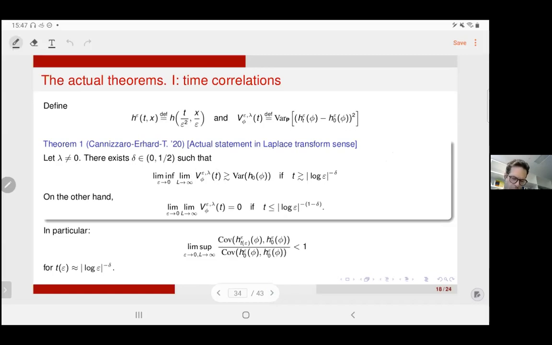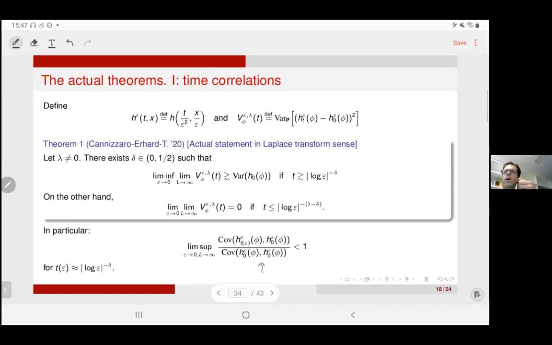Okay, so maybe a more concrete consequence. Take the function h integrated against phi. As soon as you wait a time of order one over log epsilon to the delta, the covariance of this function with the value it had initially has already become macroscopically smaller than at time zero. In this ratio of covariances, the denominator is just time zero, and the numerator is the covariance between time zero and time one over log epsilon to the delta. This is already strictly smaller than one, even in the limit epsilon goes to zero and L goes to infinity. So there is really a decorrelation taking place very, very quickly.